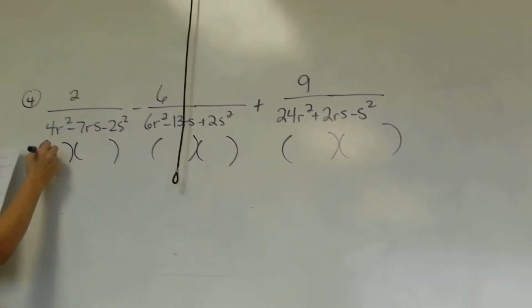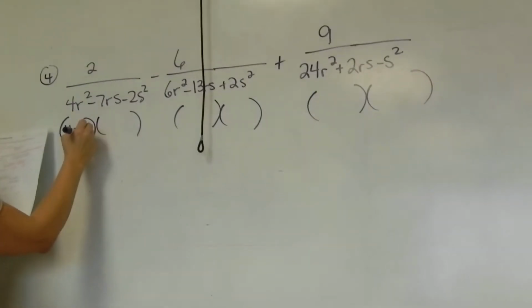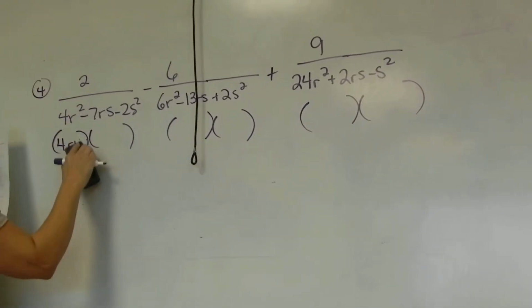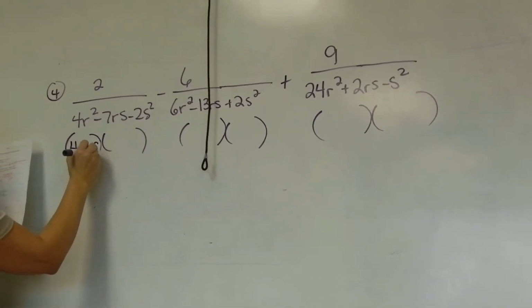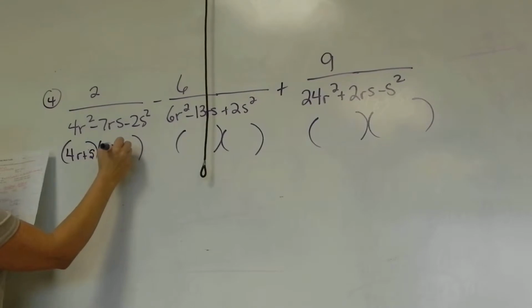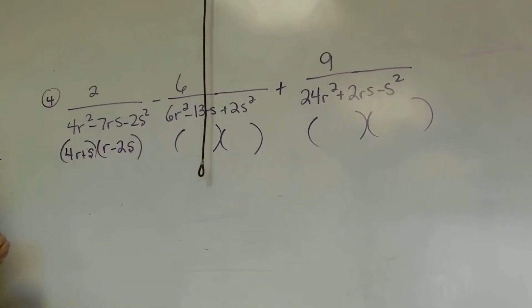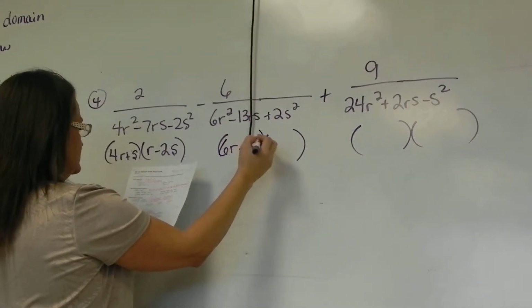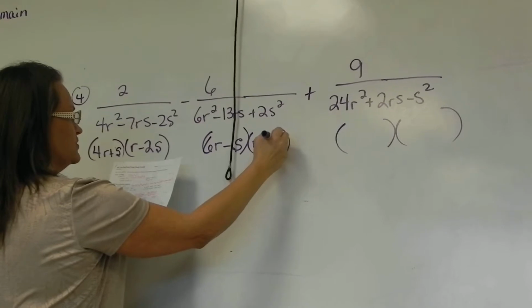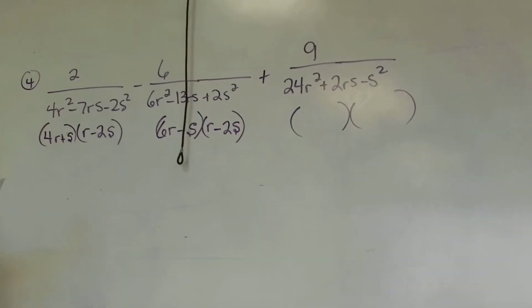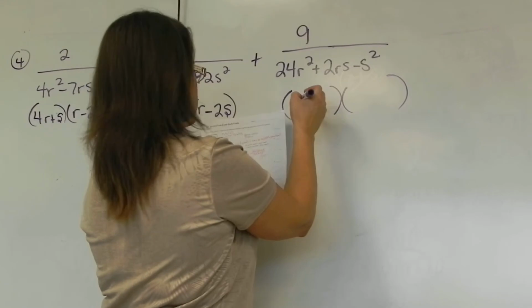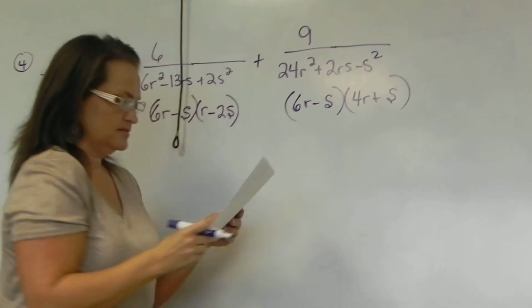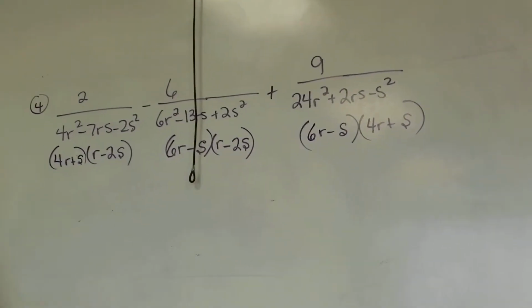This is 4r plus 2s. No, it's not. It's 4r plus 1s, and 1r minus 2s. The middle one factors into 6r minus 1s and 1r minus 2s. The third fraction would be 6r minus s and 4r plus s. So you have to get it to where you can see the LCD.